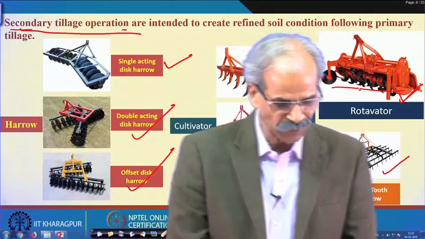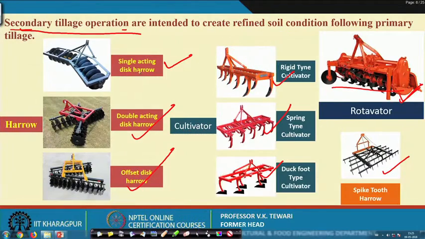So, these are the different operations. You can see that in the operation of the single acting disc harrow, the soil will be thrown in one direction. In the double acting you will have 2 rows of discs, and the offset disc harrow is offset with the line of operation of the tractor. The spring tine cultivators are generally operated within a zone of about 4 to 6 inches, or about 8 to 10 centimeters. This is the depth at which these are operated.